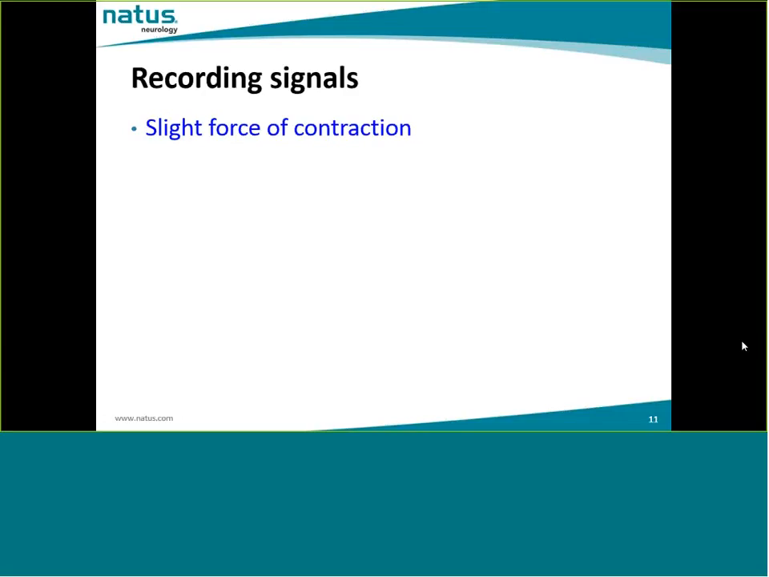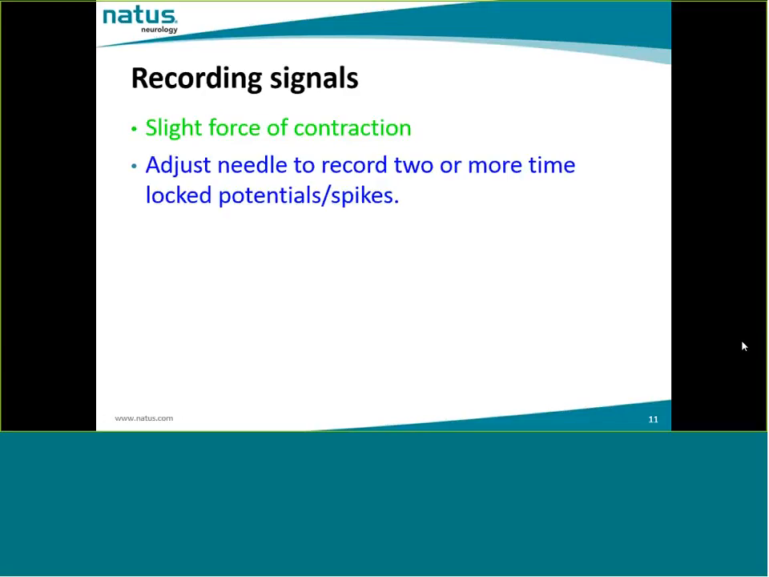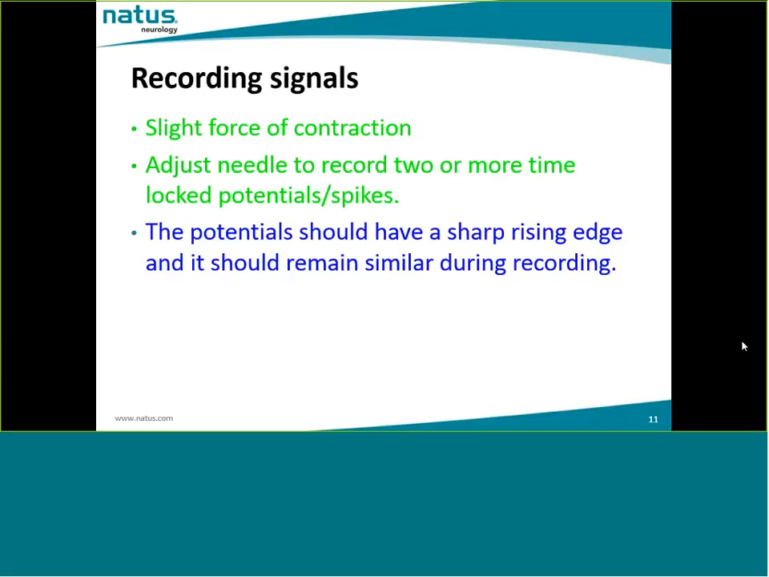And we use the amplitude trigger and delay line to display the signals. Upon inserting the needle, we ask the patient to give slight force of contraction. The needle position is adjusted to record two or more time-locked potentials or spikes. Keep in mind that jitter analysis requires two potentials or spikes. A single spike, though looking very nice in amplitude and duration, is of no use for jitter analysis. The potentials should have a sharp rising edge. That gives it a very crisp sound on the audio monitor.